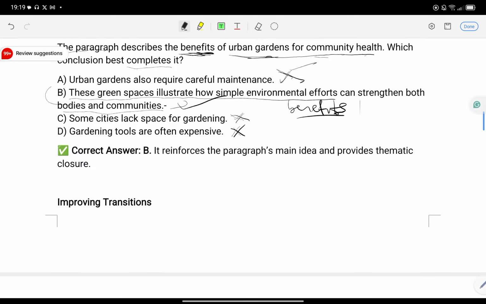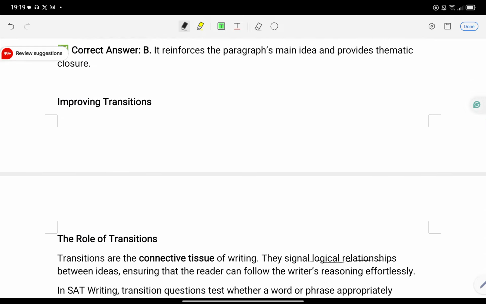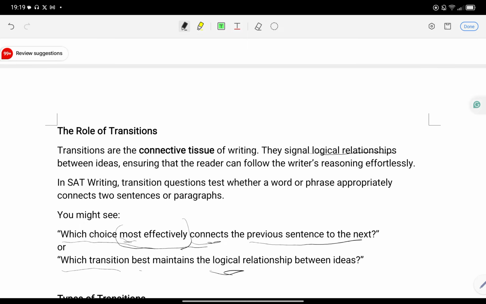Look at the next one. Transitions. Now, transitions are basically signpost words.